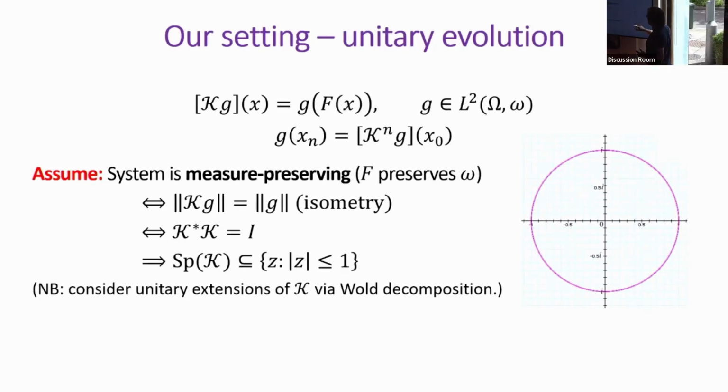So what you can do is you can either assume that F is invertible in a measure theoretic sense. That will enforce that the Koopman operator is also invertible, and then you get a unitary Koopman operator. Or you can take something called the Wold decomposition of an isometry, and this gives you a unitary extension. In fact, the spectral measures I will talk about are unique, regardless of the type of extension you take. So they're sort of canonical to the dynamics of the Koopman operator.